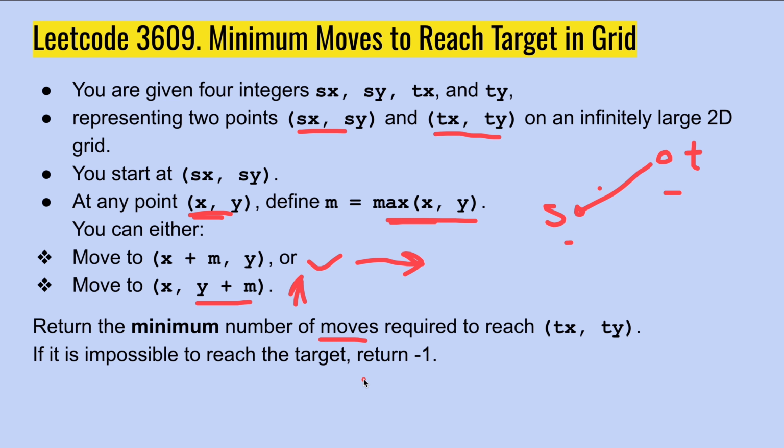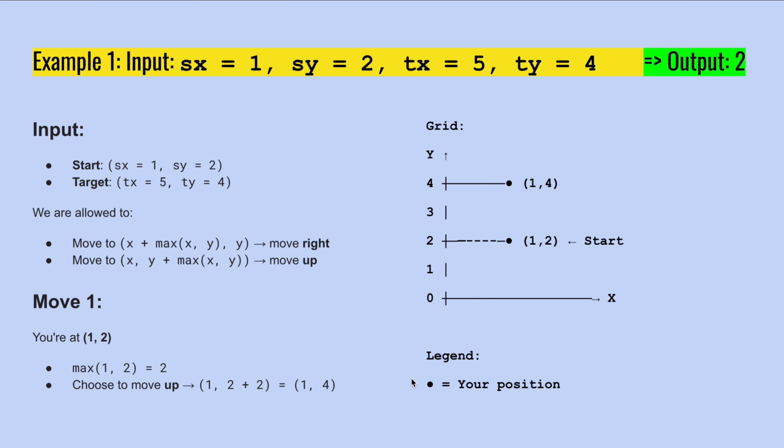If it is not, return -1. Is it simple or not? It's simple, right? Let's understand. So we have given the very first example like this, right?